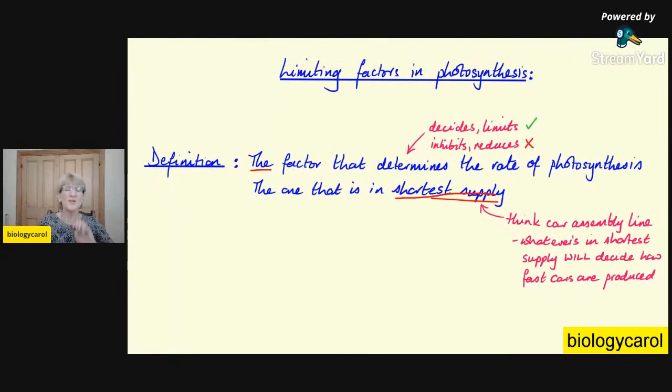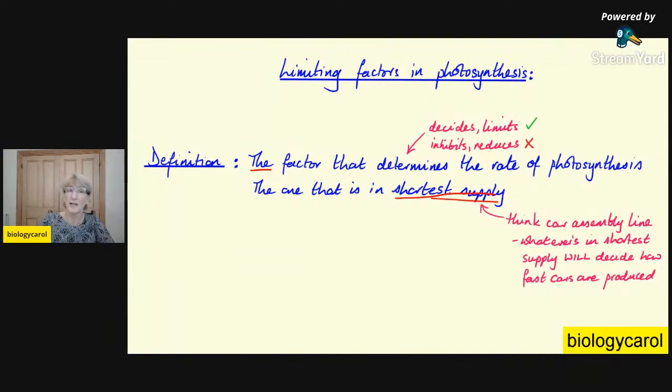If, however, you've got plenty of windscreens and plenty of tyres, but the guy who does the paint job on the car is on a go slow, that is going to be the limiting factor in the process. It's how quick he paints the cars that is going to be how fast the cars come off the production line. In any process where there are a series of steps, by definition, the step that is the slowest will be the one that determines the speed of the whole process.